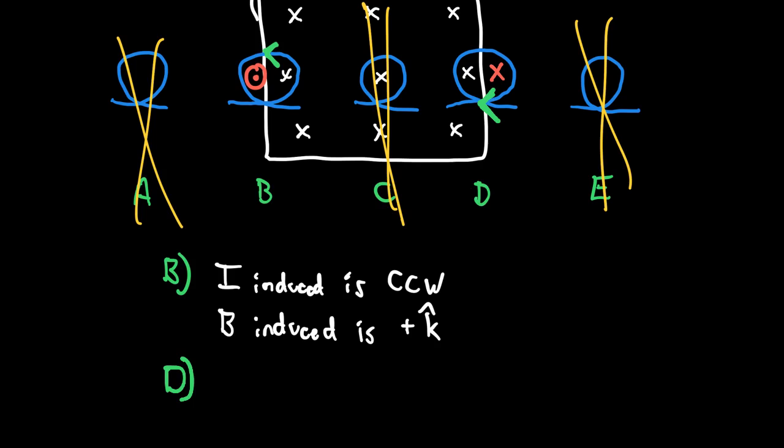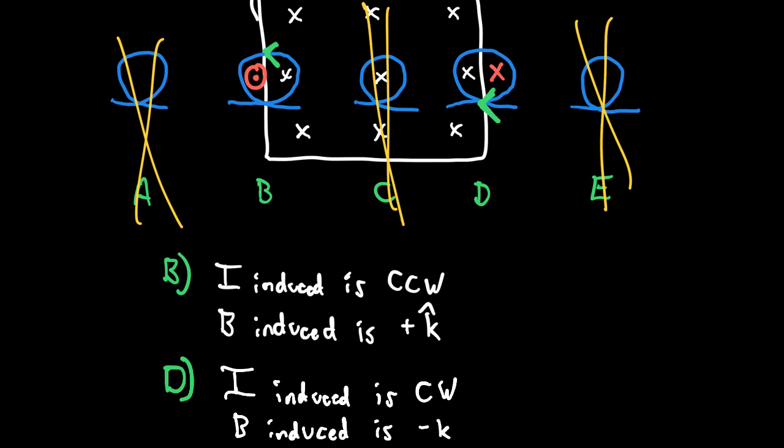Does that work? Look at the right-hand rule. Take my thumb, put it in the direction the current's going. I drew it on the bottom of the loop this time, going to the left. I want it inside of the loop. If I go inside of the loop, I point my fingers up to be inside of the loop. I bend my fingers, they're going into the board. That's exactly what I want. So I induced is clockwise. B induced is negative k hat.